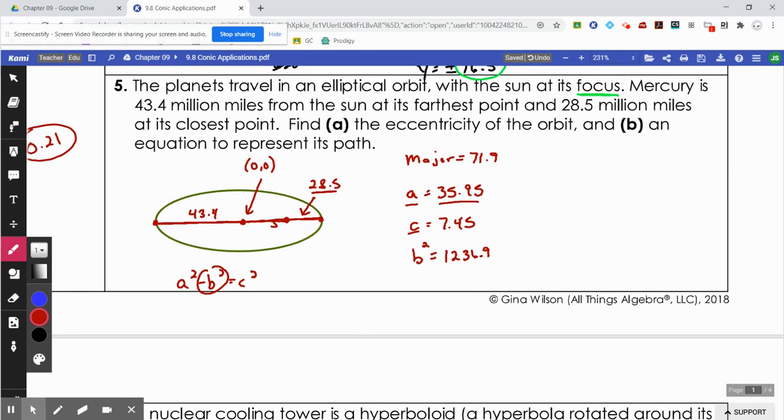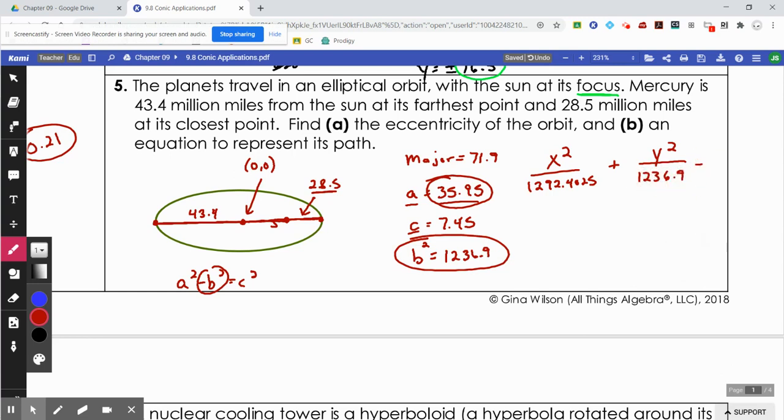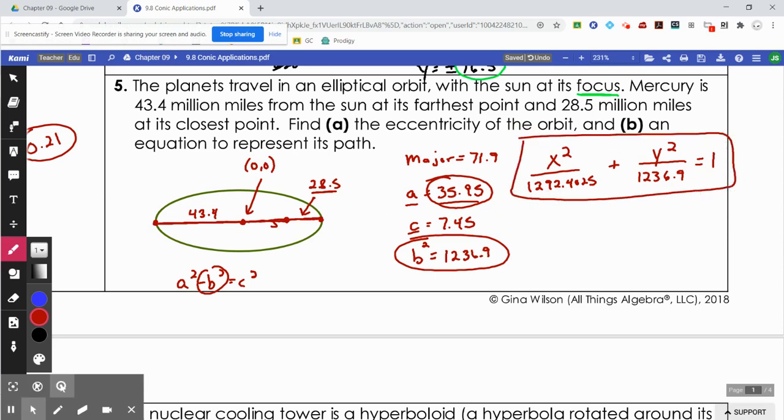Now this elliptical path, I've drawn it as a horizontal ellipse. So therefore, with the center at (0, 0), that's going to be x squared over a squared. So we have to do 35.95 squared. That's going to be 1292.4025, plus y squared over, and this is the reason I just went ahead and left that as b squared, that's what you're going to plug into your formula anyway, 1236.9, and that is equal to 1. There's going to be the equation of that ellipse.